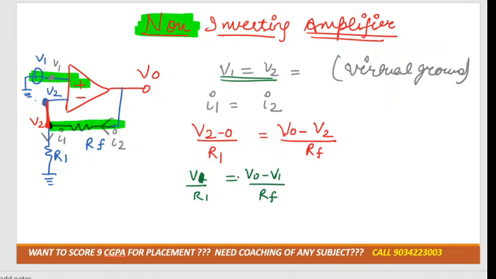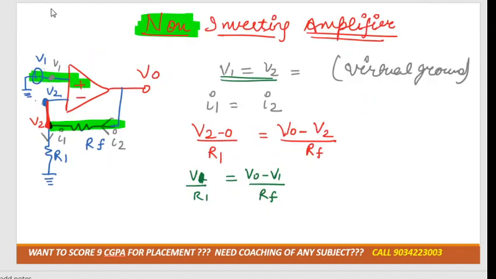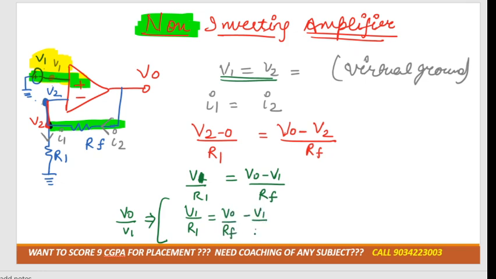Now we need to calculate the output voltage divided by the input voltage. Tell me, what is the input voltage? The input voltage is V1, right? Because we are providing the voltage to the non-inverting input. So at this point, we need to calculate V0 by V1. Now tell me, how can we get V0 by V1? Can I write it like this? V1 by R1 is equal to V0 by RF minus V1 by RF.